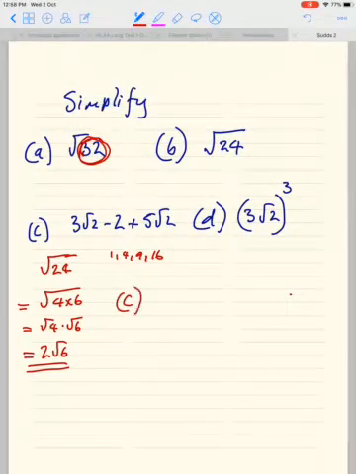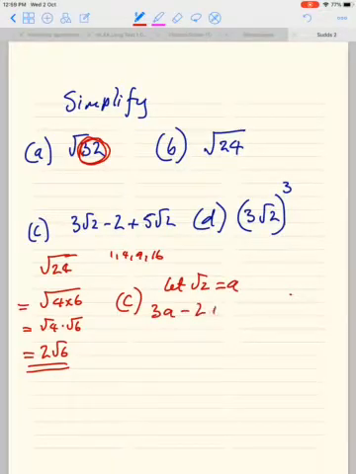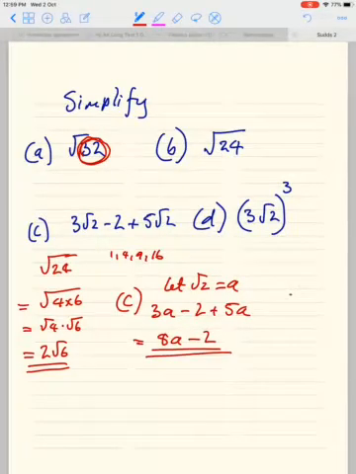So C is now just thinking about, if I let root 2 equal to A, the question is 3A minus 2 plus 5A. And I think you'd all be really happy with that as a final answer. It doesn't go any further because I can't add A's to just regular numbers. So the answer is actually 8 root 2 minus 2.